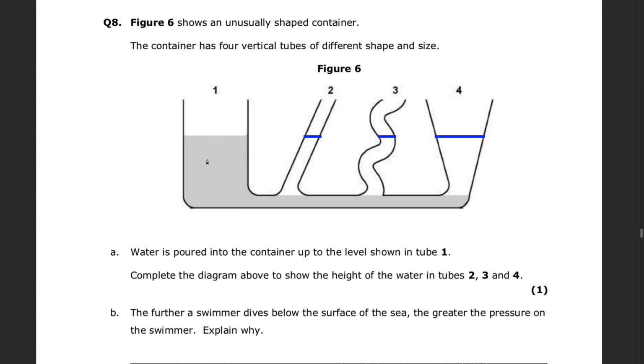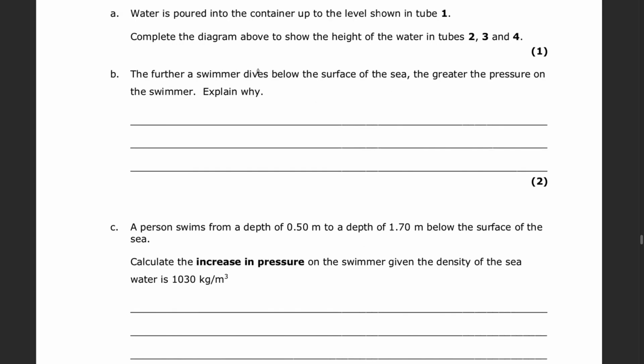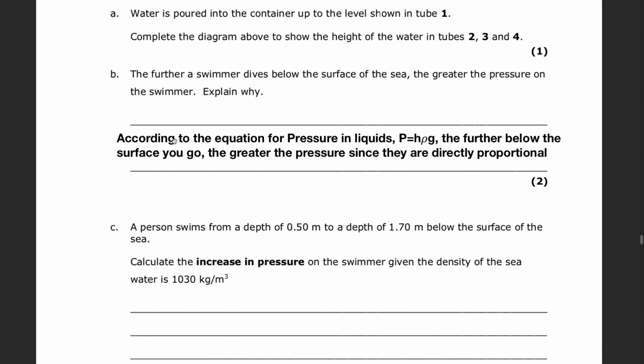Remember, the width or the shape of the tube does not make a difference. The only thing that makes a difference is the height from the bottom of the water. Question B. The further a swimmer dives below the surface of the sea, the greater the pressure on the swimmer. Explain why. According to the equation for pressure in liquids, which we said is P equals H rho G, the further below the surface you go, the greater the pressure, since they are directly proportional.